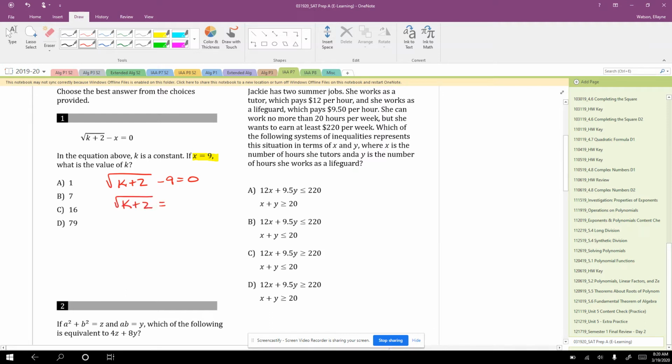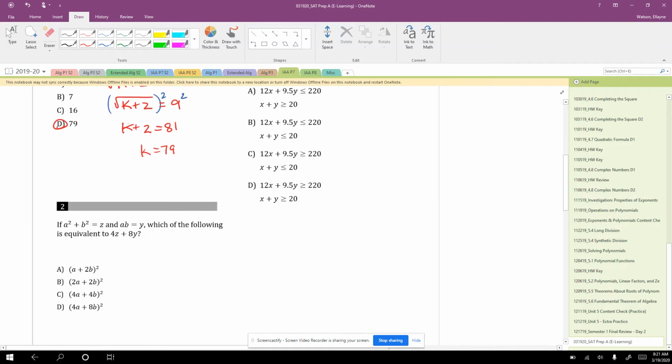In my head, I'm already thinking I need to get rid of that radical, so I'm going to square both sides. And this is going to come out nicely for me. Move the 2 over, so k is equal to 79. I know this is no calc, but you can still check it. You could put 79 in here and say, well, this would be 79 plus 2 minus 9. So the square root of 81 minus 9, 9 minus 9, equals 0. It checks. Okay, next one.